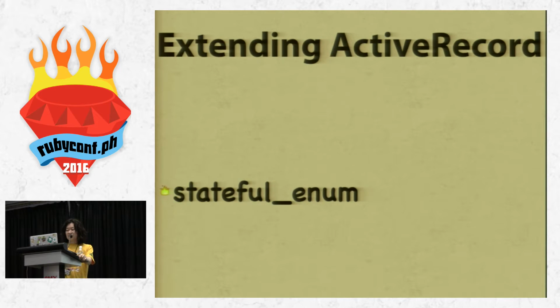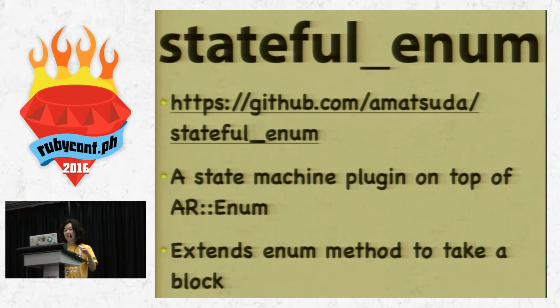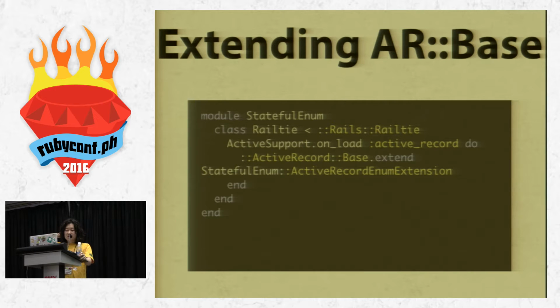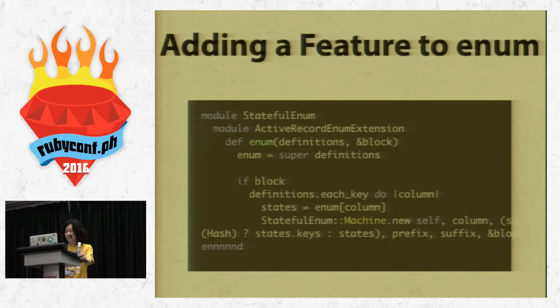Next example is how we extend Active Record. Here's an example of extending Active Record. This gem is a state machine plugin on top of Active Record enum. It extends the enum method to take a block. So in order to do this, we extend ActiveRecord::Base inside the on_load block, and we call super first. And if the enum method takes a block, then we do something. We do some extension. This is how we do the magic.